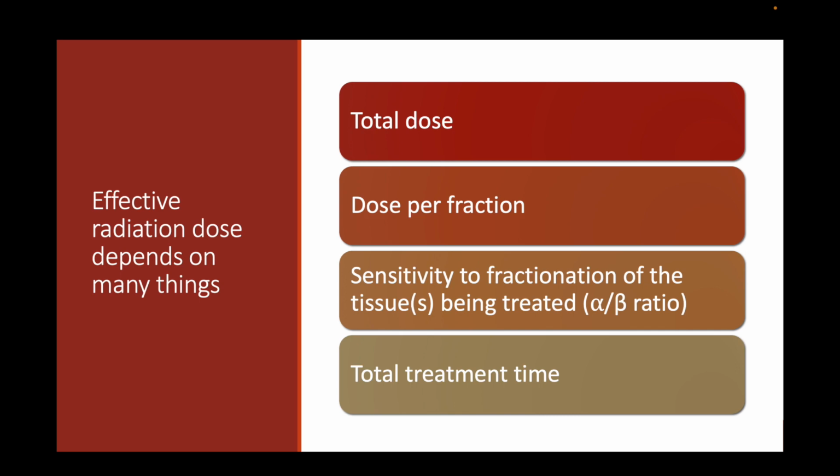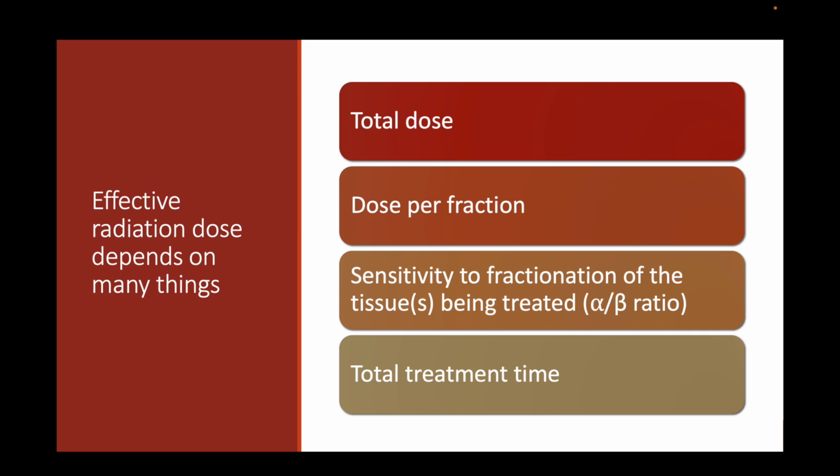The third thing that's super important to consider is the sensitivity to fractionation of the tissues that are being treated. Another term for this is the alpha-beta ratio, which we will break down on a later slide. But for now, just consider this. Certain cells in our body that are rapidly dividing, like skin cells, the cells that line our GI tract, and also rapidly dividing tumors, are very sensitive to radiation.